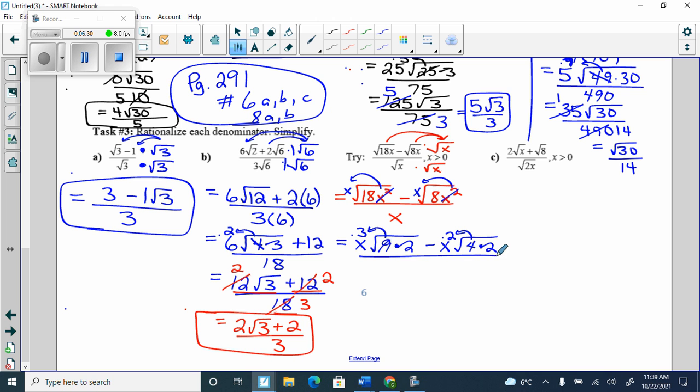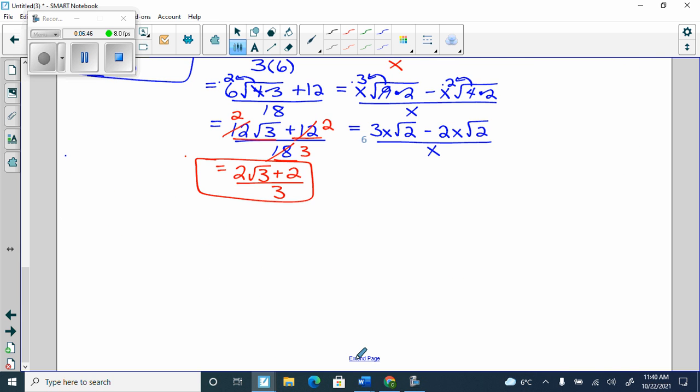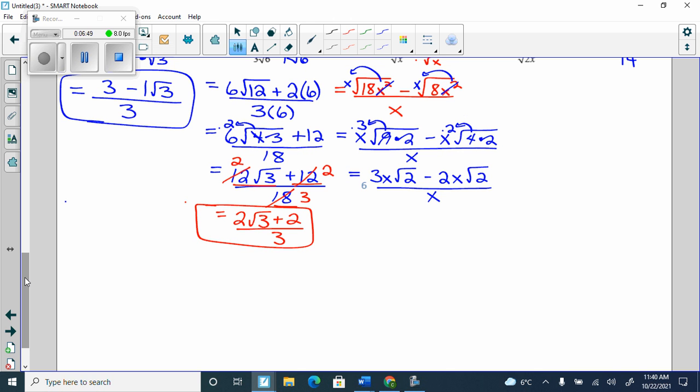All over x. So now I have 3x square root 2 minus 2x square root 2 over x. And I'm done? Am I done? Nope. The top is both root 2's, correct? If I have root 2's, I can put them together, can I not? Because they're like terms. So what's 3x minus 2x? 1x. 1x, and then just root 2, right?